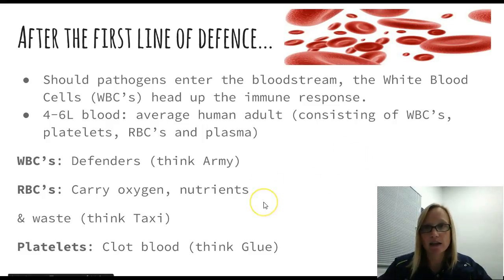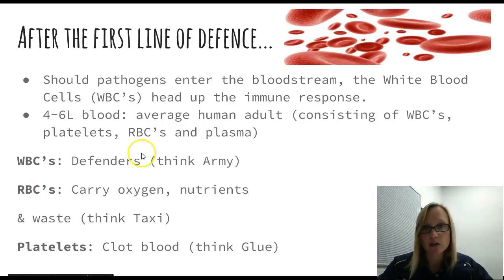Now, if a pathogen gets past that first line of defense, it may enter the bloodstream at some point. And that's when the white blood cells, or WBCs, will head up the immune response. So in an average human adult, you've got 4 to 6 litres of blood, and that consists of white blood cells, platelets, red blood cells, and plasma. The plasma is the very liquid part of your blood. We're not going to worry too much about that. White blood cells are the defenders. They fight against any pathogen, any virus, any bacteria. Think of them like the army.